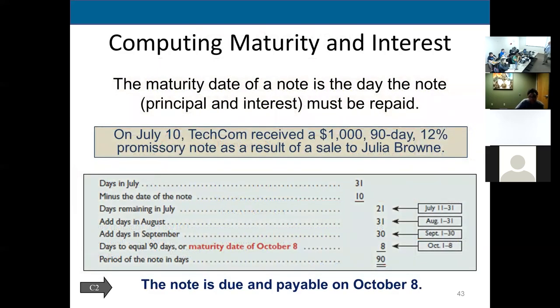All right. The maturity date of a note is the day the note, principal and interest (P&I), must be repaid. So here on July 10, TechCom receives a $1,000 90-day 12% promissory note as a result of a sale to Julia Brown. So let's look, 12%. What is that 12%? What time period is that 12% based off of?